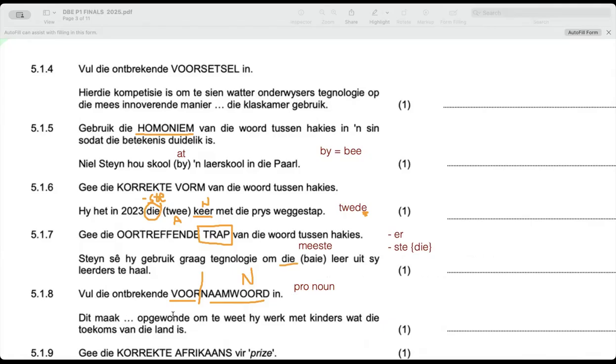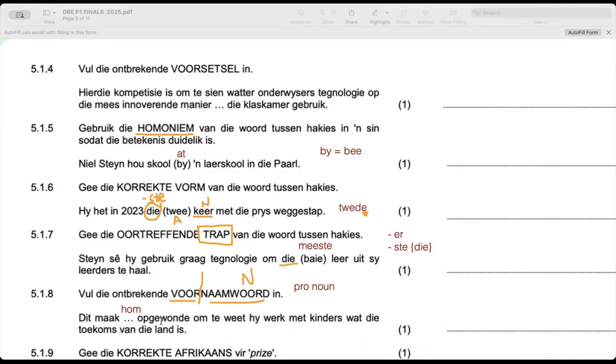So dit maak opgewonde om te weet hy werk met kinders. So this was talking about a man, and it is hom. What I suggest you do for pronouns is you use English. So when you're doing direct and indirect, or whenever you need to work out a pronoun, don't try and guess in Afrikaans, use the English. It makes him excited. And so you know that him is hom.